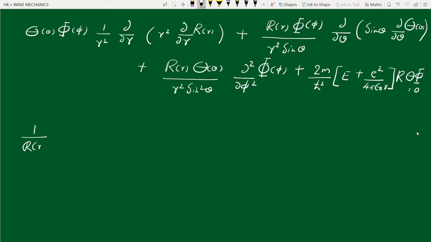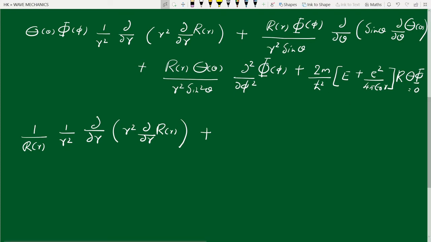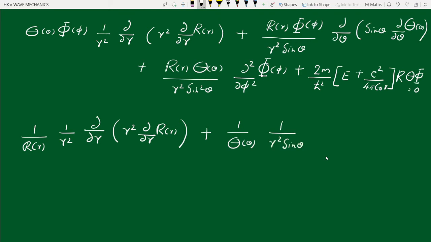So this first term will be like 1 by r, it's a function of r, 1 by r square, and now we can drop this partial derivative, because the function depends only on r. Maybe we will retain it for the time being. So dou by dou r, r square dou by dou r of capital R is the first term. Plus in the second term, when you divide with r theta phi, capital R and capital Phi in the numerator will cancel with r theta phi in the denominator. So only the theta term will be there in the denominator. So we have 1 by theta, then 1 by r square sine theta dou by dou theta of sine theta dou by dou theta of capital theta.